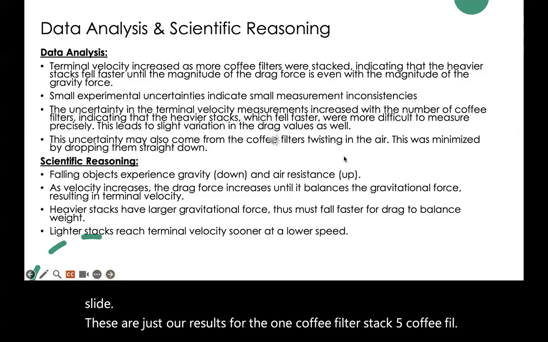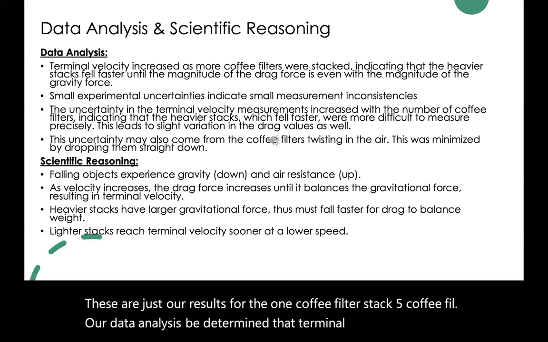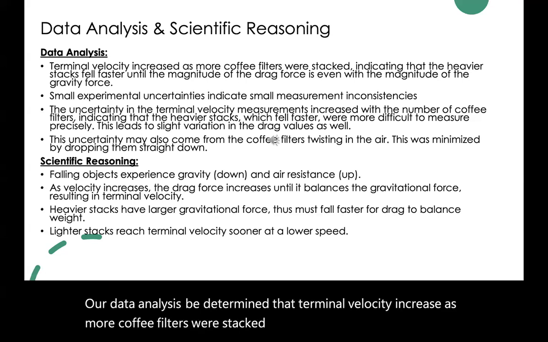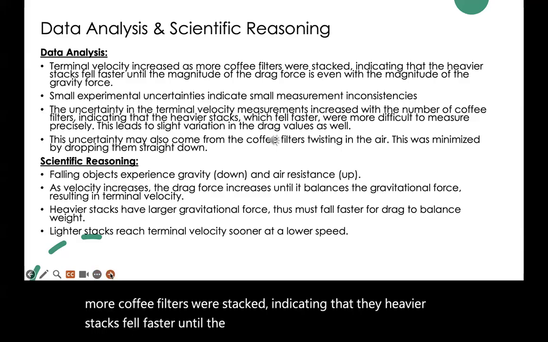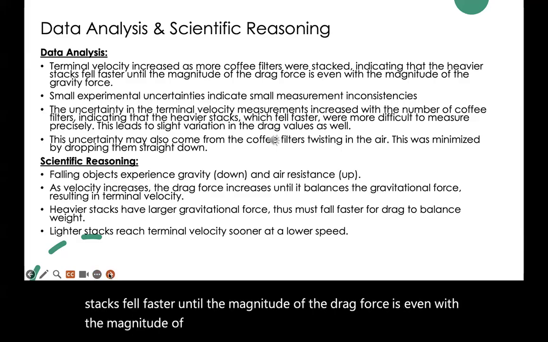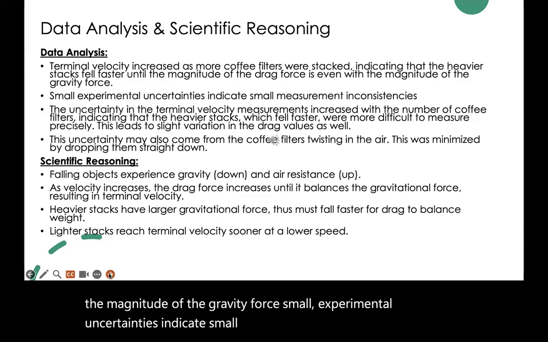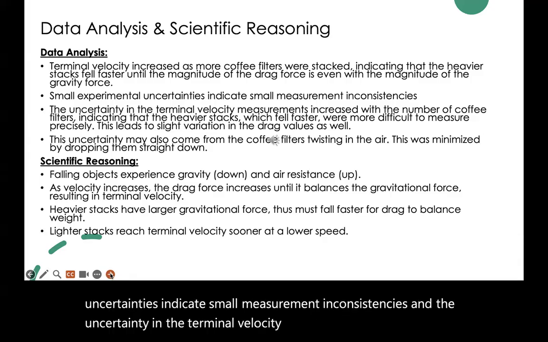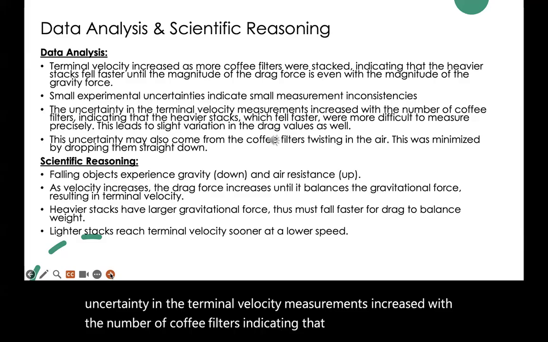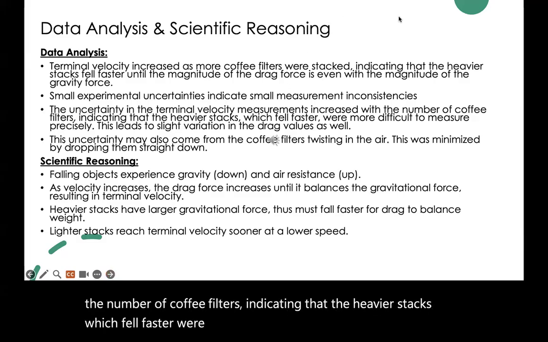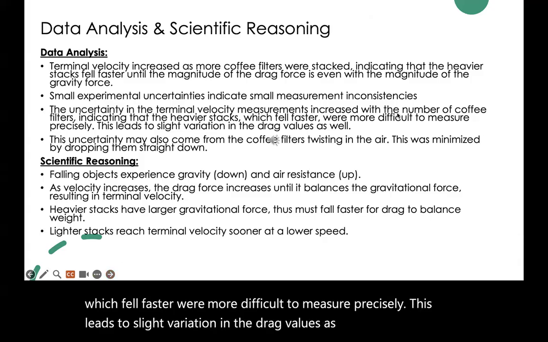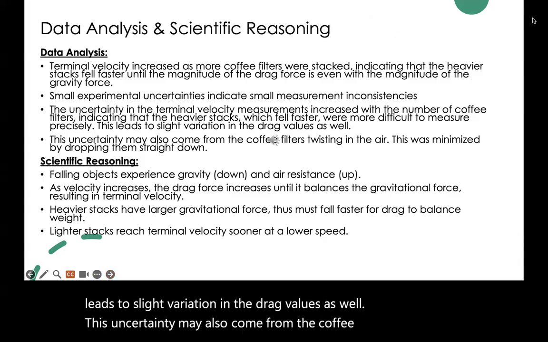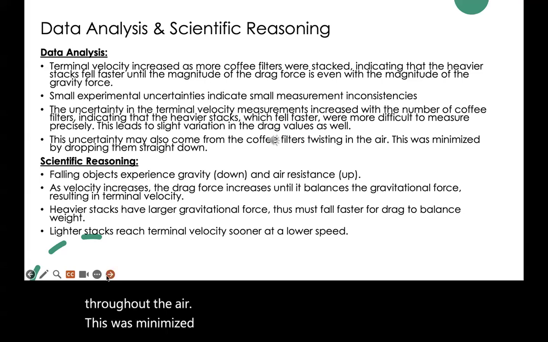For our data analysis, we determined that terminal velocity increased as more coffee filters were stacked, indicating that the heavier stacks fell faster until the magnitude of the drag force is even with the magnitude of the gravity force. Small experimental uncertainties indicate small measurement inconsistencies, and the uncertainty in the terminal velocity measurements increased with the number of coffee filters, indicating that the heavier stacks, which fell faster, were more difficult to measure precisely. This leads to slight variation in the drag values as well. This uncertainty may also come from the coffee filters twisting throughout the air. This was minimized by dropping them straight down.